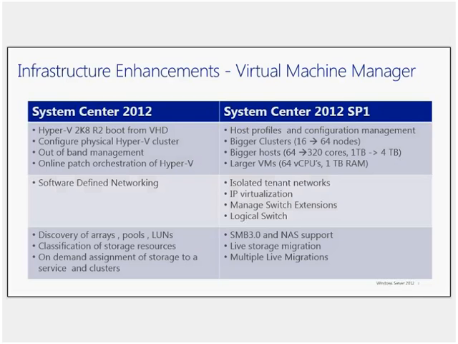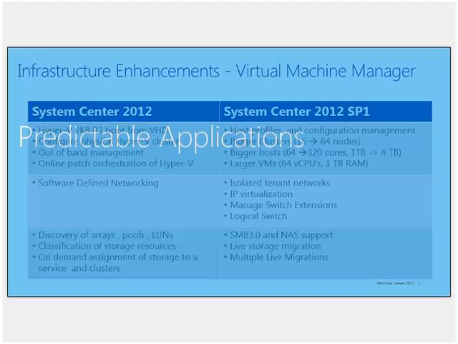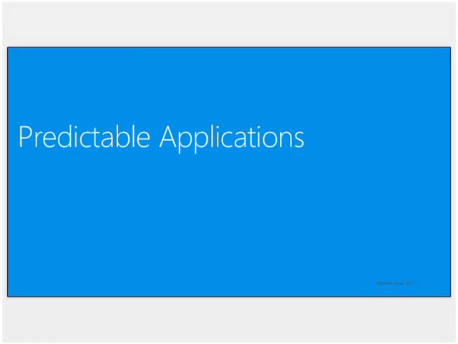Isolated tenant networks, IP virtualization, multiple virtual switch management inside of your environment, being able to use SMB 3.0 to get a virtual machine to migrate on a file share using SMB3 without any NAS or SAN support, live storage migration, and then, of course, multiple live migrations simultaneously. So lots of things have been added into the SP1.